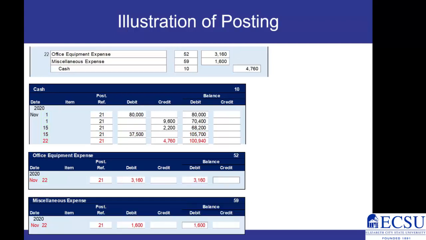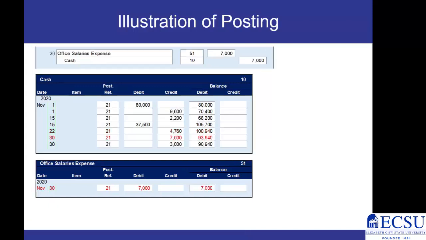Next, I had a compound journal entry where I had two expenses debited and then a credit of cash. Remember, cash is credited only once. So I am writing that credit amount of 4,760 on the credit column of the cash, and then my balance of course will go down by that amount, and I get a new balance of 100,940. So now office equipment expense and miscellaneous expense are debited respectively with 3,160 and 1,600, and they continue to have a debit balance.